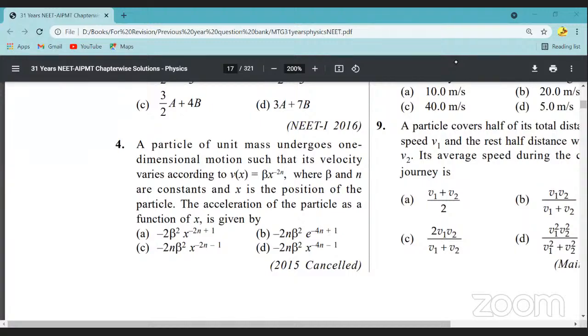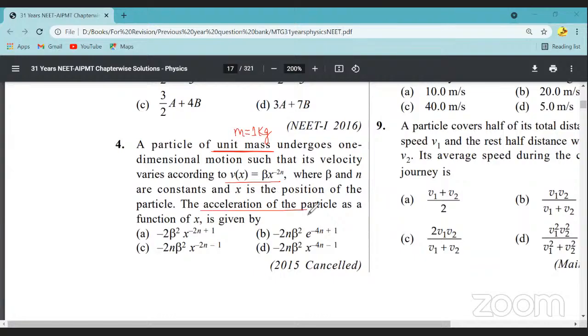Achha, so the question is: a particle of unit mass. Unit mass means mass equal to 1 kg. It undergoes one-dimensional motion such that its velocity is given, where beta and n are constants and x is the position of the particle. The acceleration of the particle is a function of x. The question is to find out the acceleration.